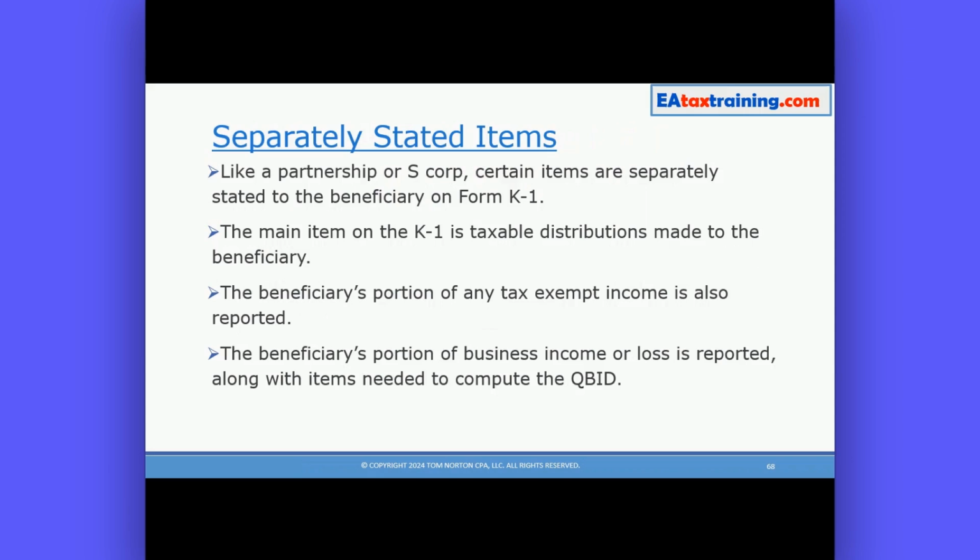Separately stated items. So, similar to a partnership or S Corp, certain items are separately stated to the beneficiary on a Form K-1. The main item that's on there are taxable distributions that are made to the beneficiary. Also, the beneficiary's portion of any tax-exempt income is going to be reported, and the beneficiary's portion of business income or loss is reported, along with items needed to compute the qualified business income deduction.